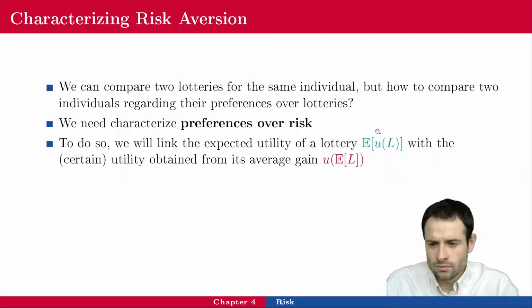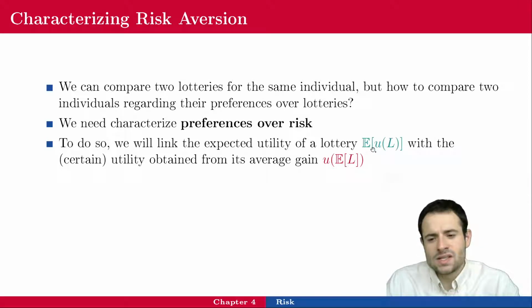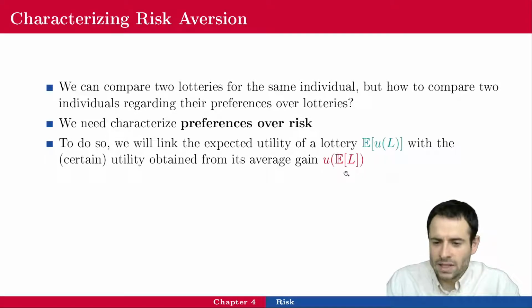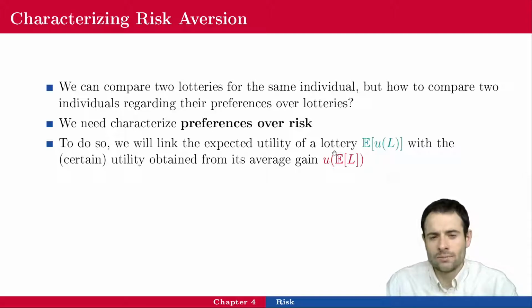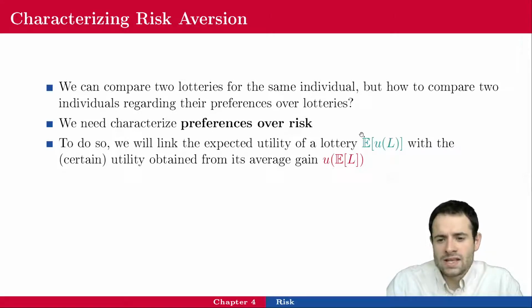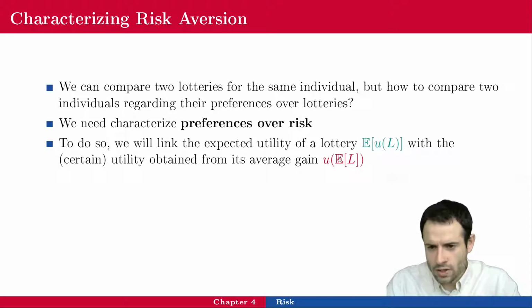The first term has expectation first. So this means this is the expected utility. So you're taking the gamble, and the gamble is risky. The second term is utility first. This means that it is the utility from obtaining this quantity. Expectation of L is the average gain of the lottery. So the red term here is the utility derived from being given the average gain of the lottery. The blue term is the average utility from playing the lottery. So be careful here because the notations are just switched.